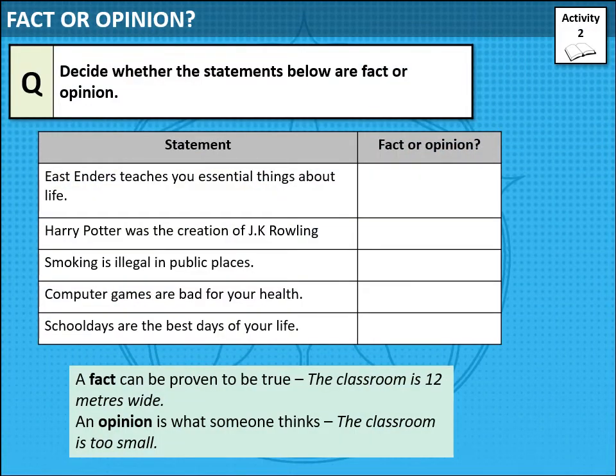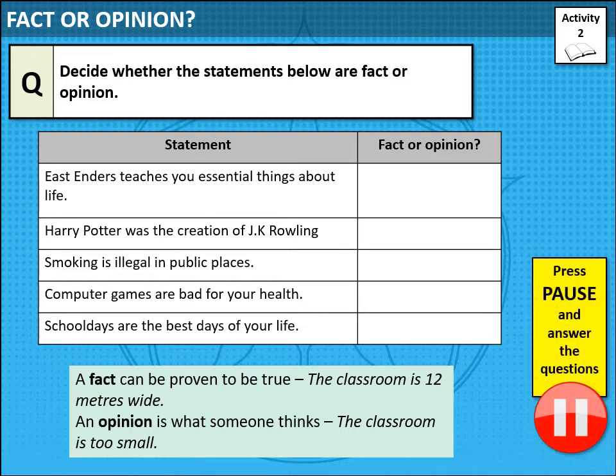Now that you've read through the information in your booklet, you're going to put that knowledge to the test. Activity 2 has given you 5 statements. Your job is to decide whether each statement is a fact or an opinion. Remember, a fact can be proven to be true. The classroom is 12 meters wide. That would be a fact. An opinion is what someone thinks. So if someone was to say the classroom is too small, that would be their opinion. Okay, I'd like you to press pause and answer the questions in your booklet, and then press play when you're ready to move on.